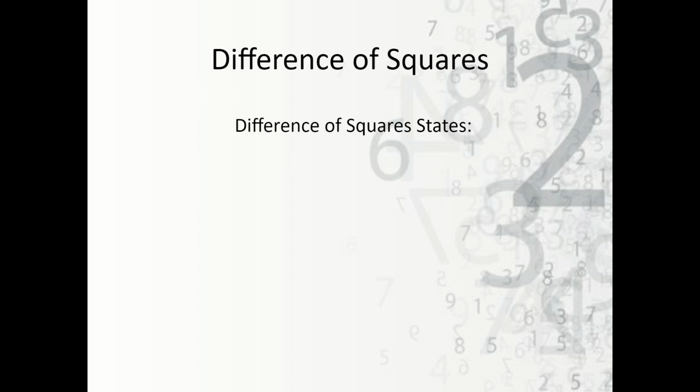Now, a couple of formulas that you'll need for today are difference of squares. So difference of squares says that we start with (a plus b) times (a minus b), and that's equal to a squared minus b squared. And this also works in reverse. So if we started with a squared minus b squared, that's equal to (a plus b) times (a minus b).